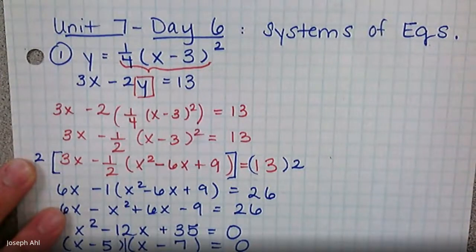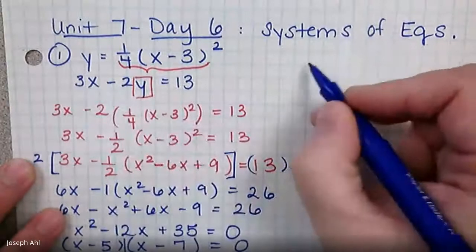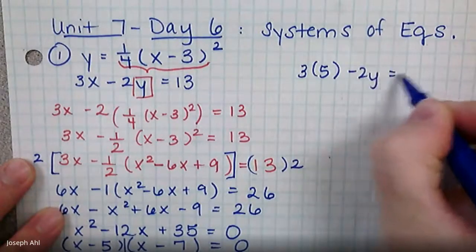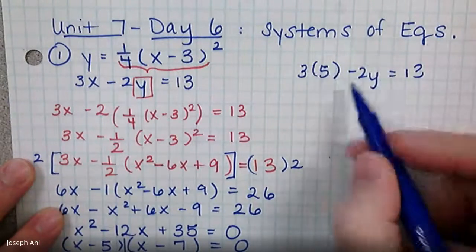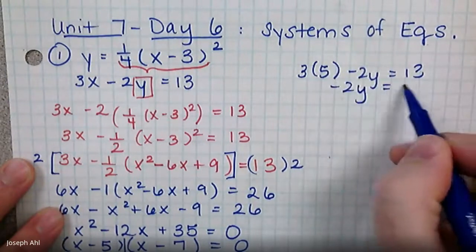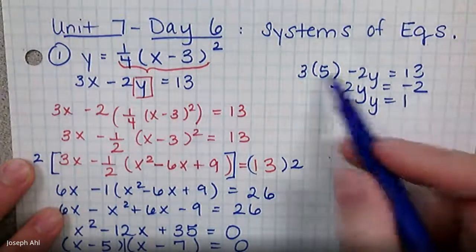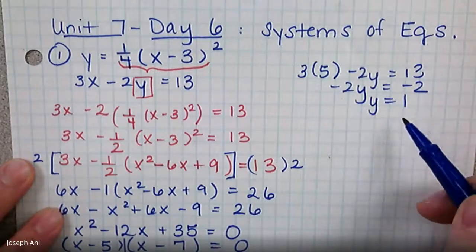So if I use the, I don't know, I'll use the linear function. Usually that's easier, not always. 3 times 5 minus 2y is equal to 13. So that's going to be 15. If you subtract the 15 to the side, that becomes negative 2, and therefore y equals 1. So one solution will be (5, 1). I'll write that down in a moment.